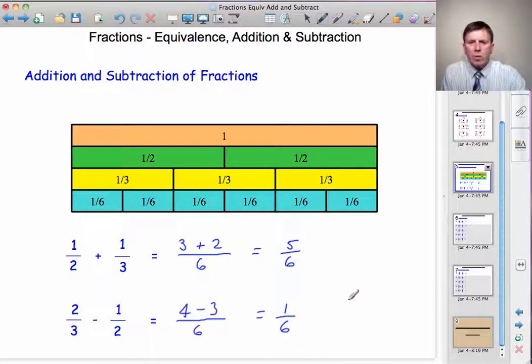Right, I'm now going to work through 10 examples, 5 addition and 5 subtraction. And I'll be finding common denominators, but I won't be using diagrams to help me.